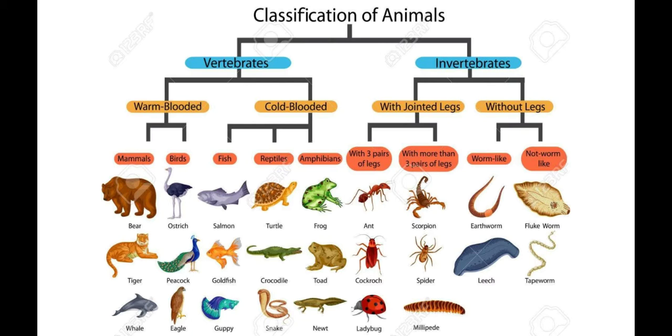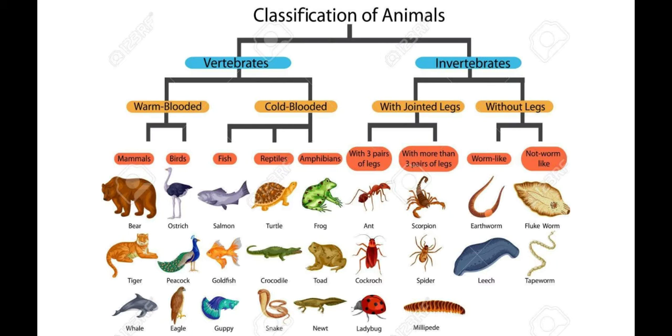Then 3 pairs of legs. Which ones have 3 pairs of legs? Ant, cockroach and ladybug. These have 3 pairs of legs. Then more than 3 pairs of legs: scorpion, spider and millipede.